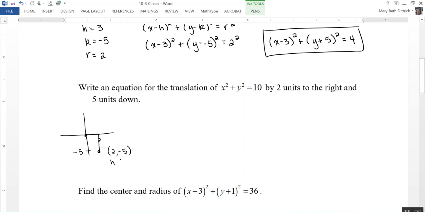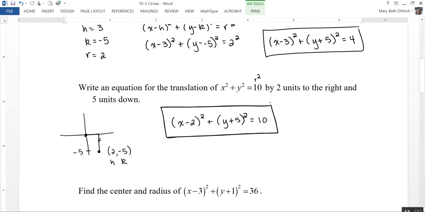So this is my new h, this is my new k, and this is actually r squared. That's going to stay the same. So my equation is going to be x minus 2 squared plus y plus 5 squared equals 10. I find it helpful to do a little sketch.